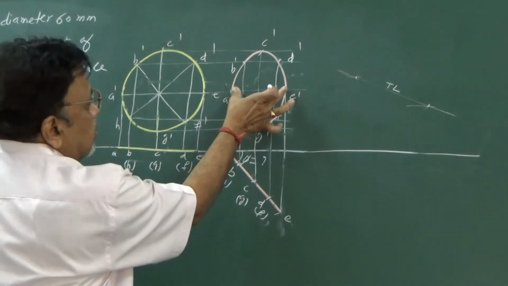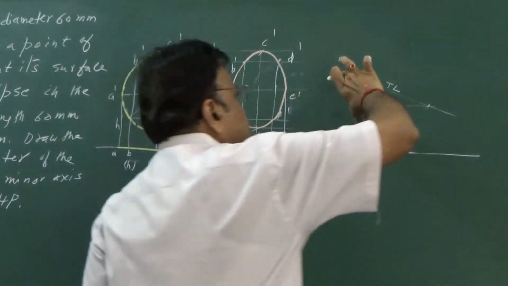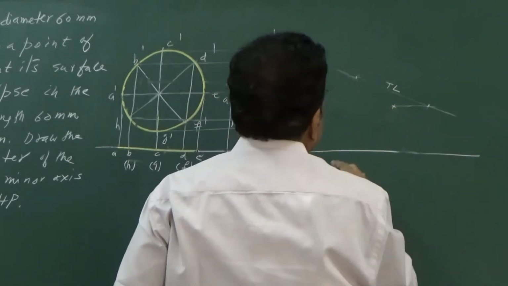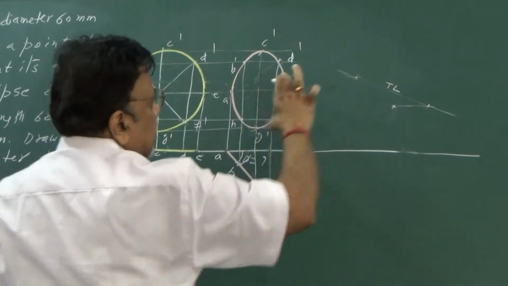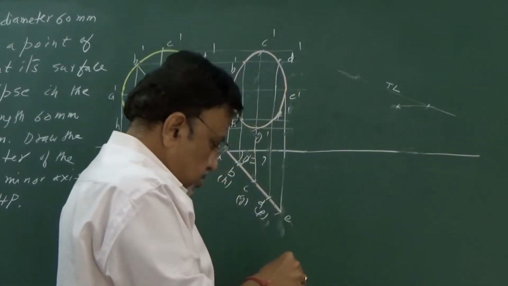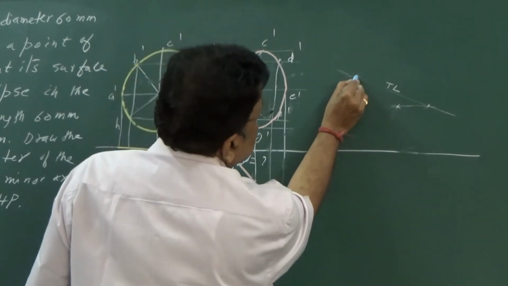Now I know this is the apparent length. So with this as center, draw an arc. Maybe I will get something like this. That corresponds to this minor axis, that is 45. So now this is the minor axis.